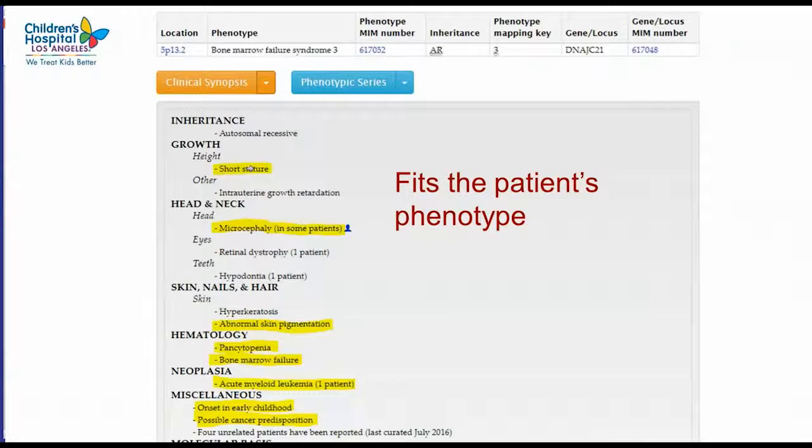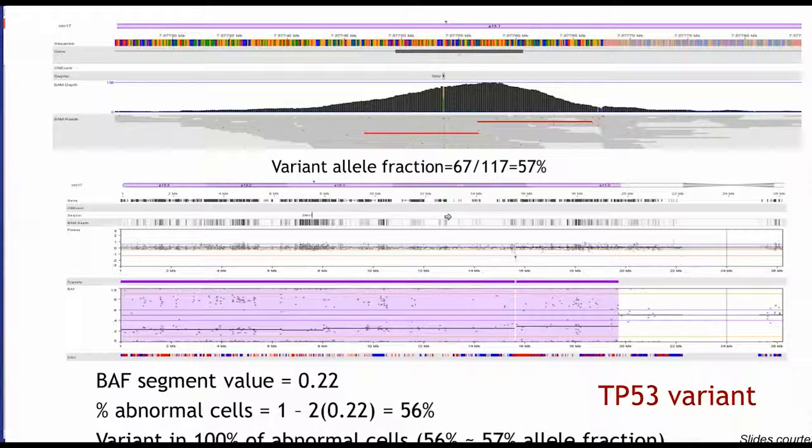So here is just a summary, showing the phenotypes associated with pathogenic variants in DNAJC21, and highlighted are all the features which were also present in our patient, demonstrating how well this fits the patient's phenotype and explains all the aspects of the patient's presentation. And then in terms of the TP53 variant, we were able to reinterpret it as most likely being a somatic variant in the residual MDS clone.